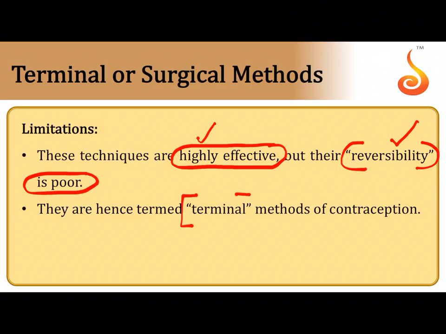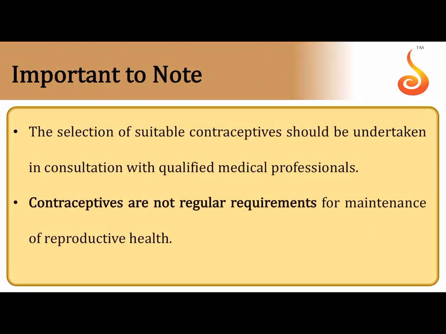That's why it is referred to as terminal methods of contraception. So usually a 1 mark question: what is the disadvantage of terminal or surgical methods of contraception? The disadvantage is that it has poor reversibility.